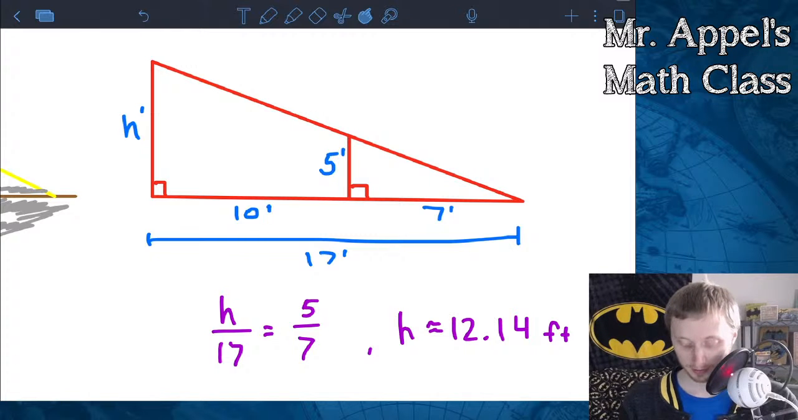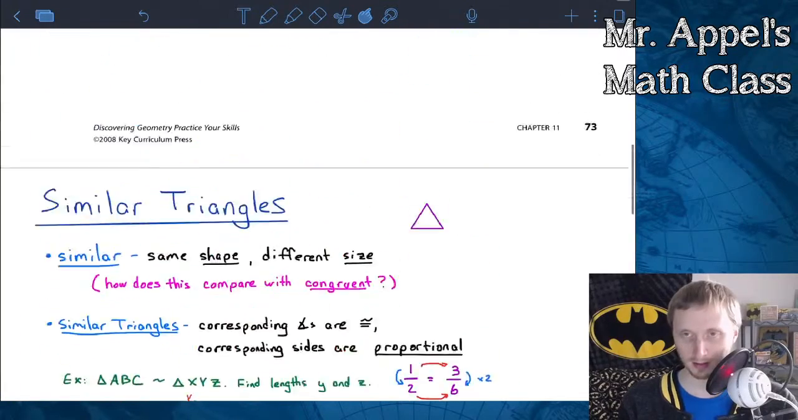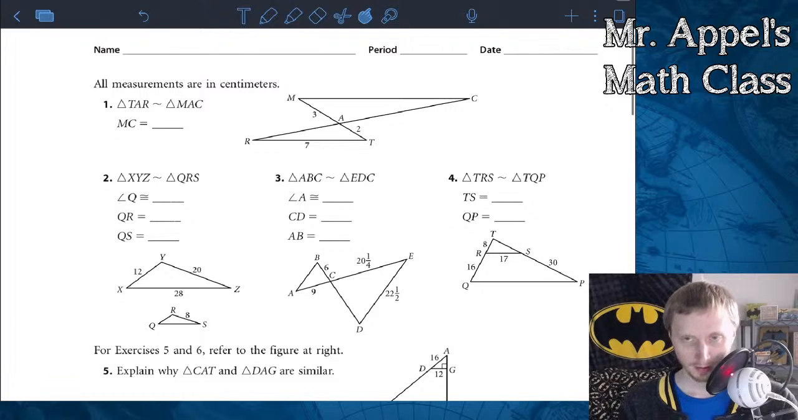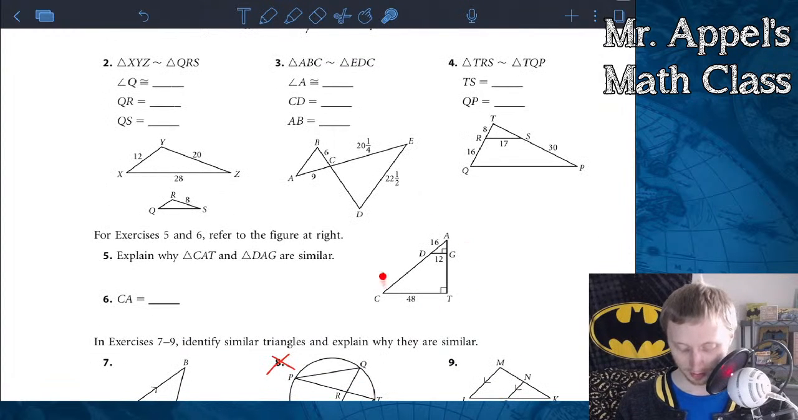Now, for the rest of the period, go ahead and start on the worksheets exercises with similar triangles. Most of these are fairly straightforward, although number 4 kind of has this stacked triangle effect, like we had with the tree, where you had the one triangle on top of another. So make sure you're adding things together appropriately there. Same with triangle here for 5 and 6.